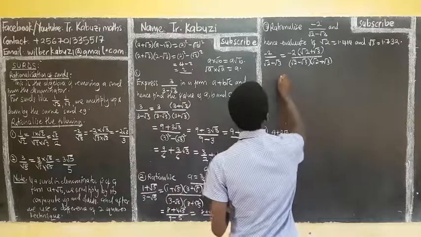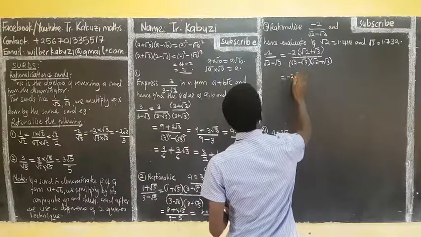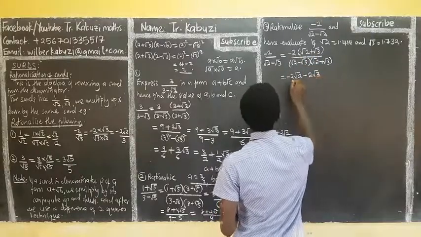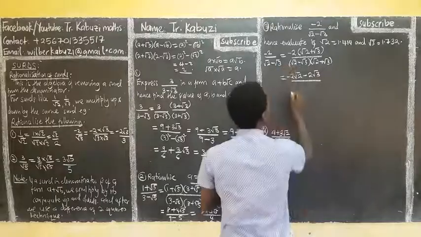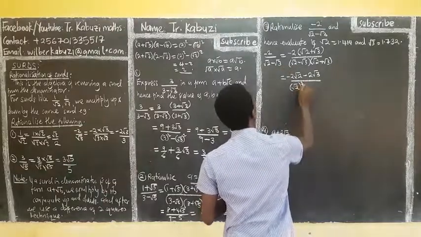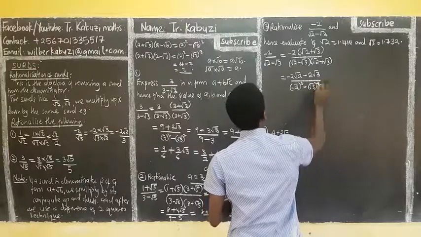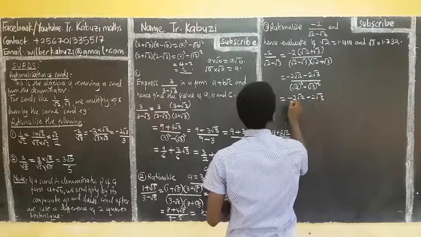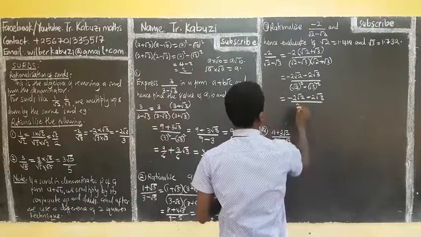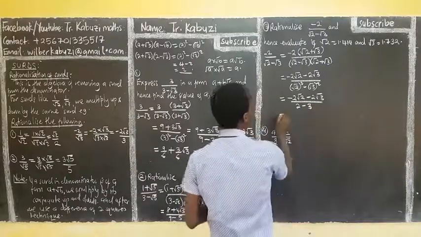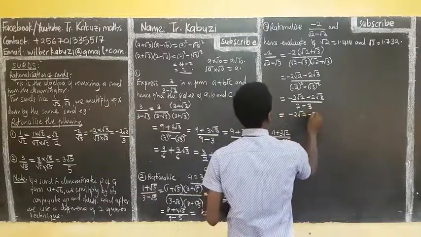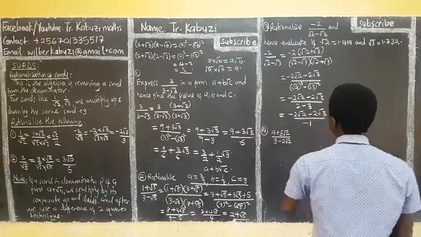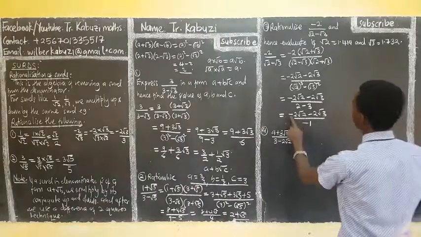Thereafter, we simplify. This and this will get negative 2 root 2. Then this one and this will get negative 2 root 3. The whole over, we get this one as a minus. You square, difference of two squares, and also you square this. This will be negative 2 root 2 minus 2 root 3 over 2 minus 3. And so that one is going to give us negative 2 root 2 minus 2 root 3, the whole over negative 1. So this negative 1 divides this, you'll be adding now.